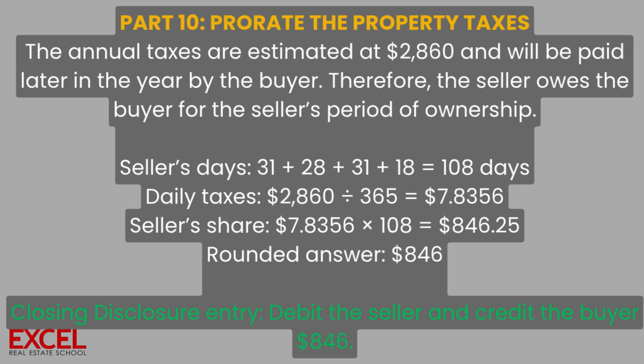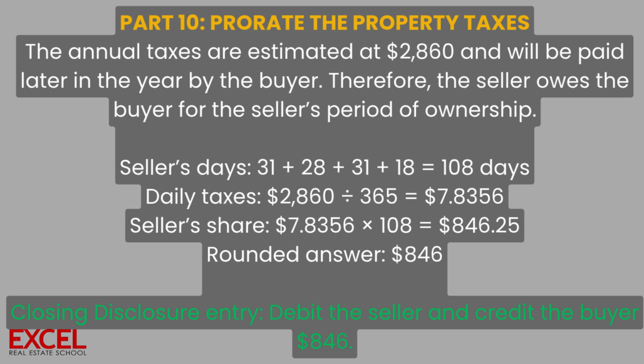So closing disclosure entry, understand that this would be a debit to the seller and a credit to the buyer. A debit to the seller because the seller owes it, and then it'll be a credit to the buyer. The buyer is going to pay the bill that partly belongs to the seller. Therefore, the seller owes the buyer for that time they have owned the property.